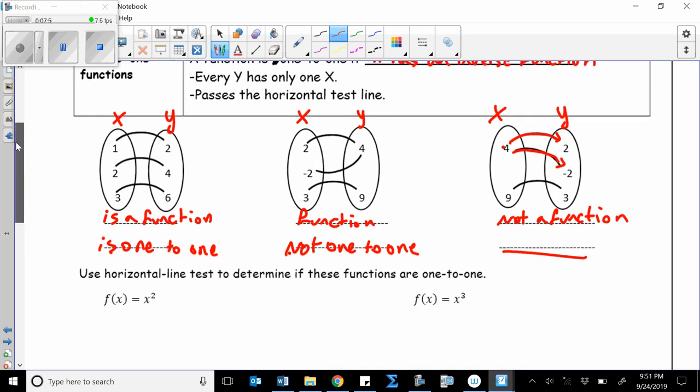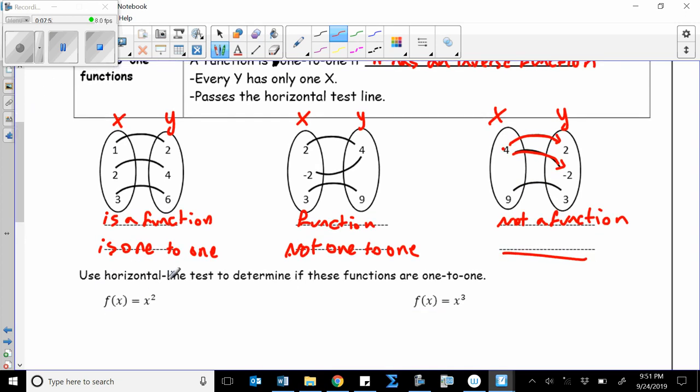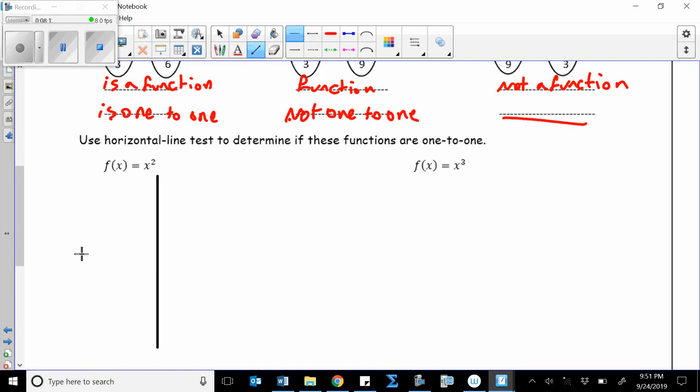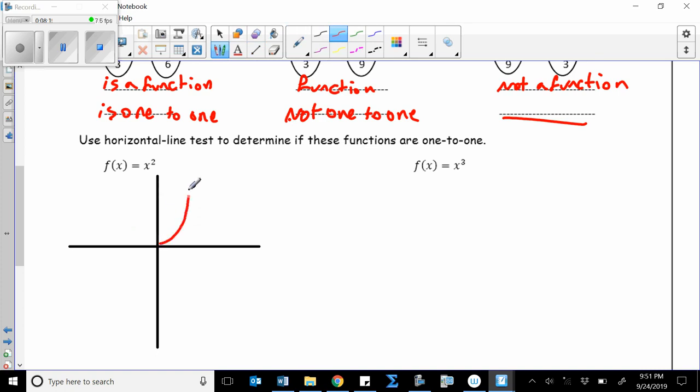Okay, another way to figure out if a function is one-to-one or not is to use this rule. You need to use the horizontal line test. If it passes the horizontal line test, then it's a one-to-one function. Let's see how that works. We have f of x equal to x squared. I'm going to graph this function. We know that the graph of x squared looks like a parabola this way.